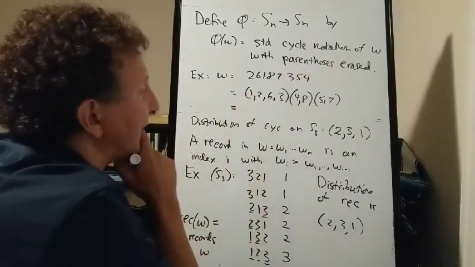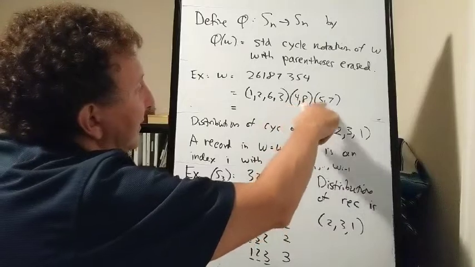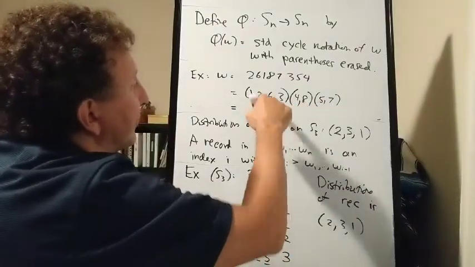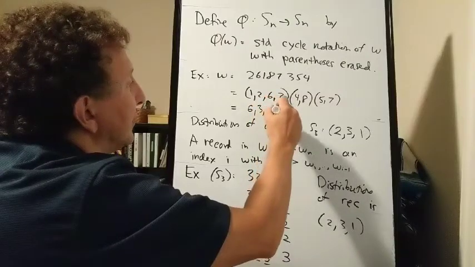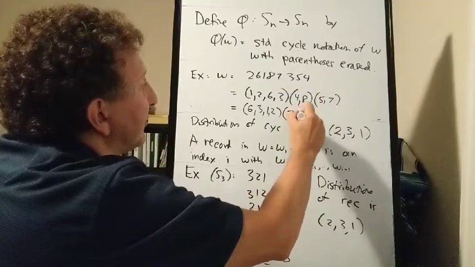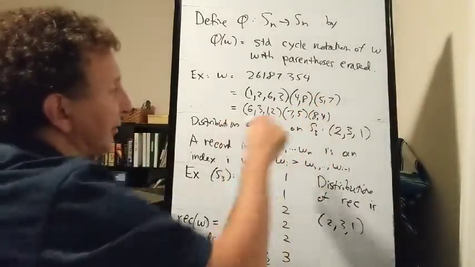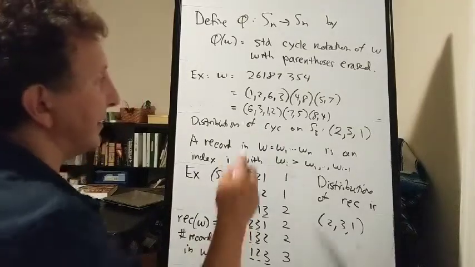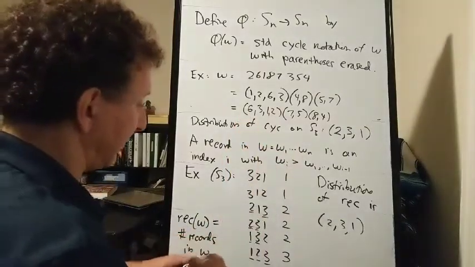Now putting this in standard cycle notation, we look at the largest letters, 6, 8, and 7. So 6 is going to come first, and the cycle containing 6 comes first. 6, 3, 1, 2. And then 7, 5, and then 8, 4. So every cycle starts with its greatest letter, and then the cycles are listed in order of increasing greatest letters.